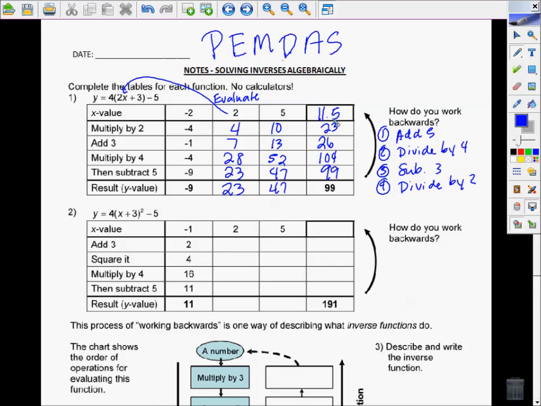Okay? Then it said to divide by 4. Isn't that what we did? Then we said to subtract 3. Is that what we did? And then we said to divide by 2. And isn't that what we did? Yes. And did we not receive the same answer? Yes. So what is the problem with this, guys?